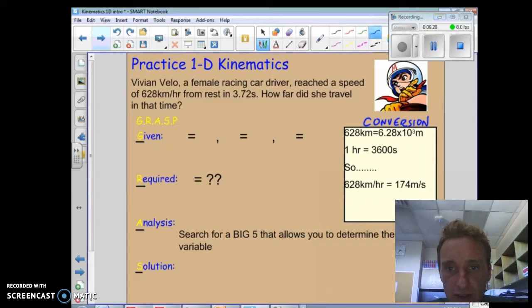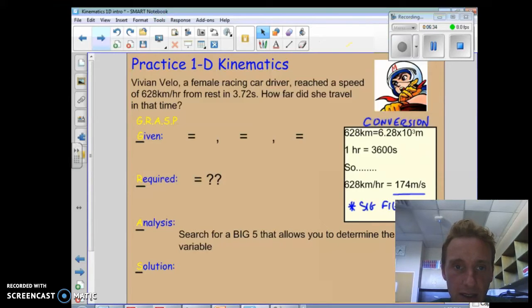First thing we need to do is to convert kilometers per hour to meters per second, which we've shown how to do already in class, and we get 174 meters per second. It is important to note here that there's 3 significant figures, so don't forget those. That's what was in the question at the beginning, so that's what we've got to stick to, the least number of significant digits.